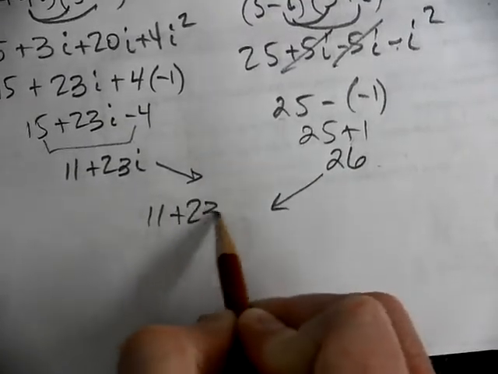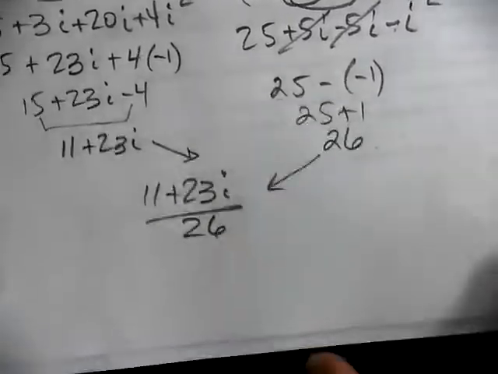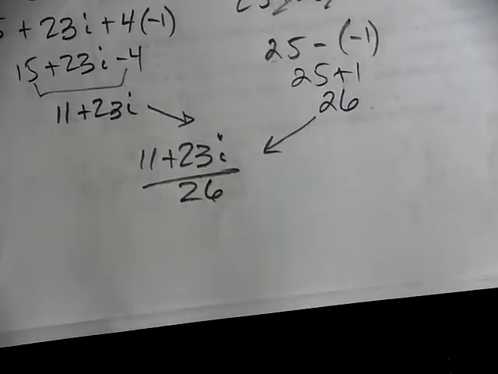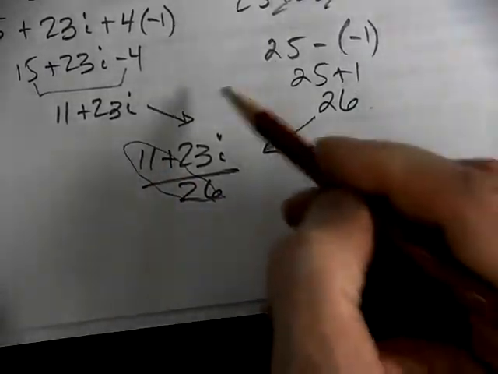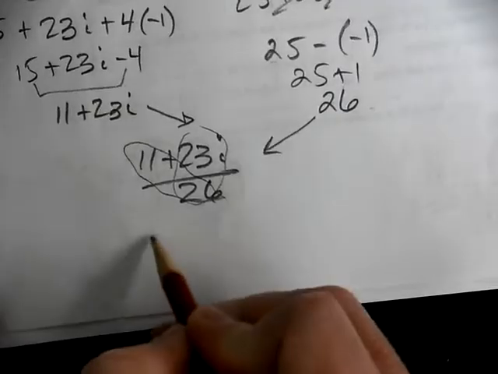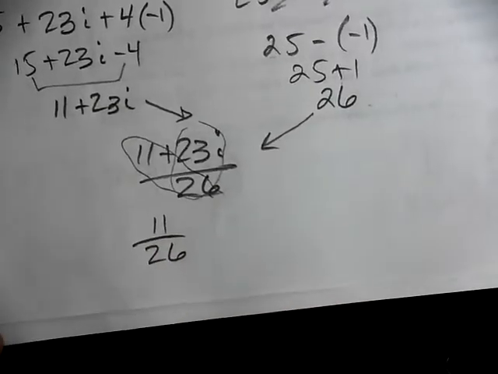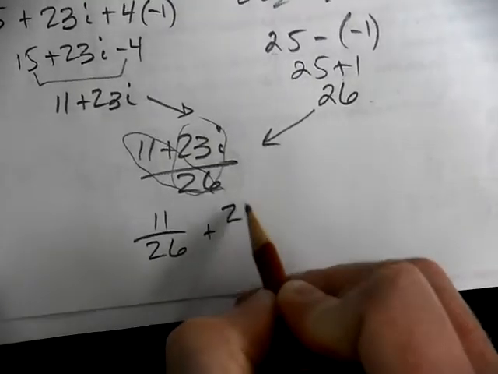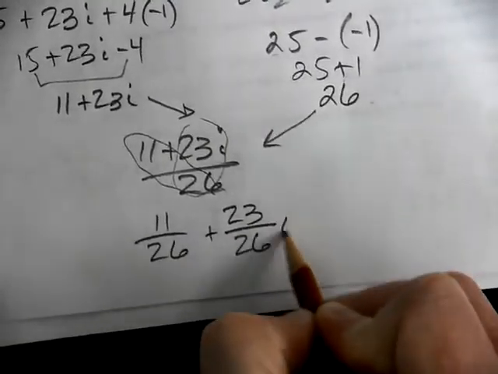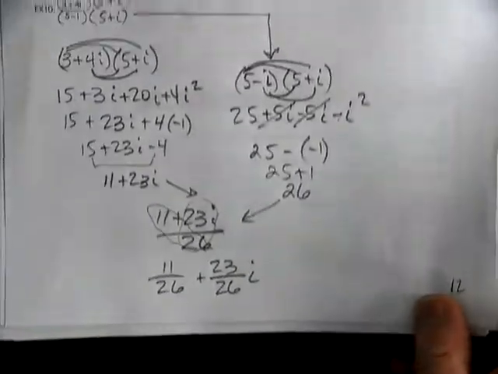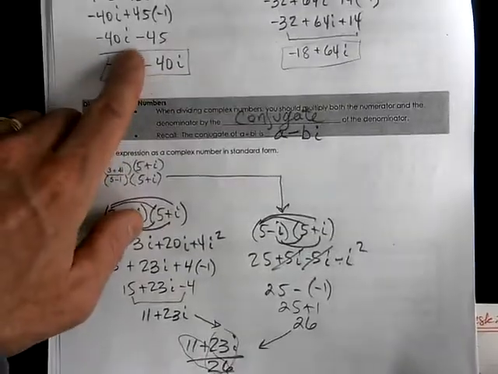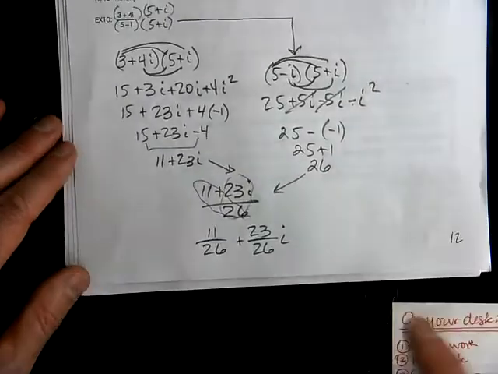So this is 11 plus 23i over 26. But didn't we talk about how the real numbers go first and the imaginary numbers go second? So we're going to break this up into that fraction. So 11 over 26, because the real numbers go first, and the imaginary numbers go second. We're writing our answers just like we did up here. We reorganized it so the i went second. We're going to rewrite it so the i goes second.